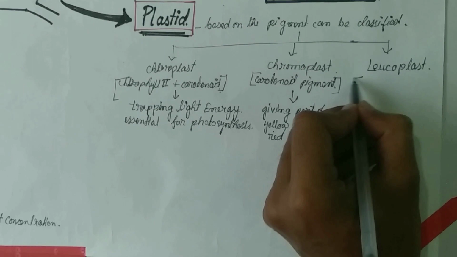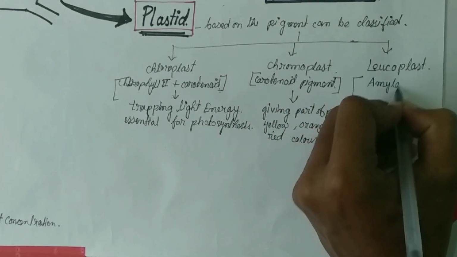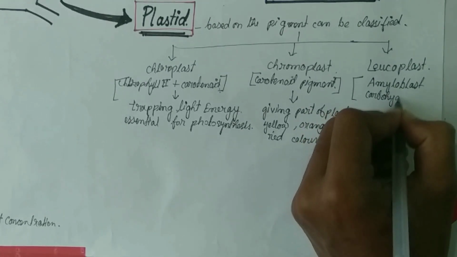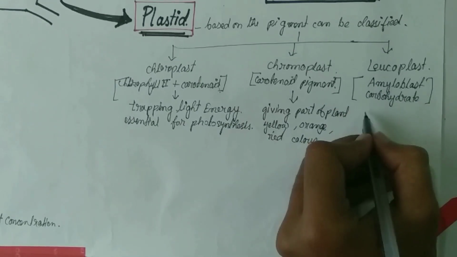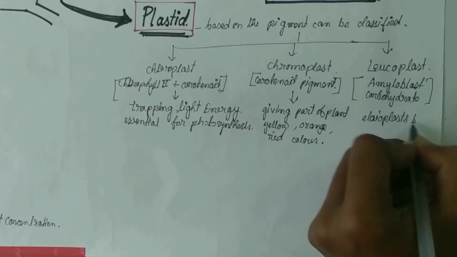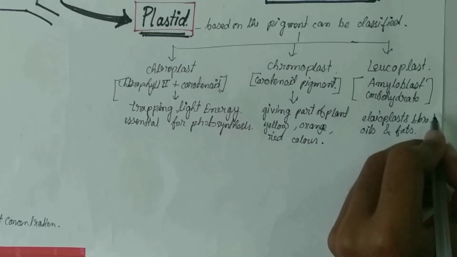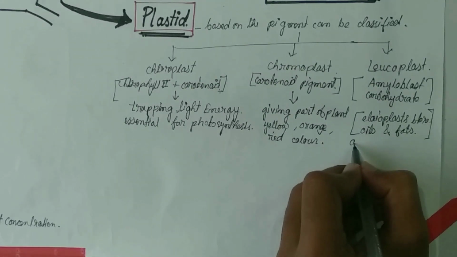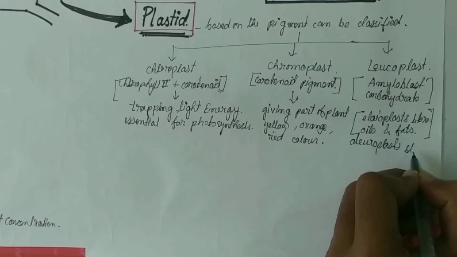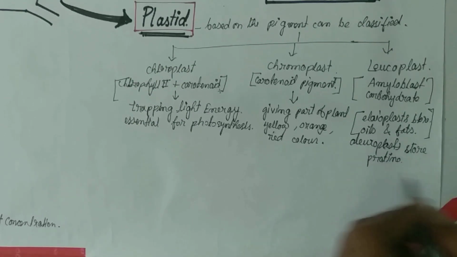The leucoplasts are colorless plastids of various shapes and sizes with stored nutrients. Amyloplasts store carbohydrates, for example in potato. After that, we find the elaioplast, which stores oils and fats. After that, we find the aleuroplast, which stores proteins.